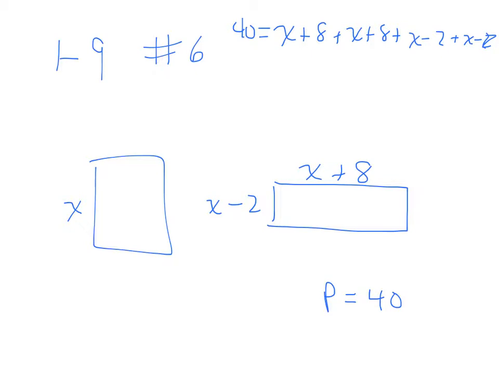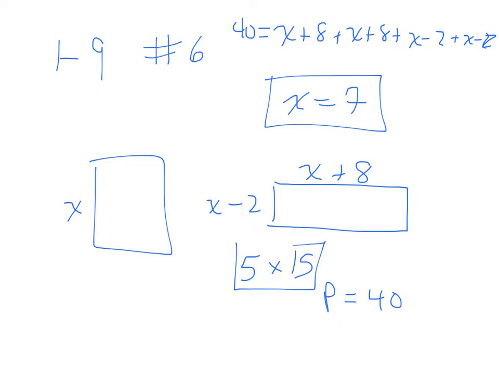But if the problem said find the dimensions of the rectangle, you'd have to then see what the dimensions were. Okay, 40 equals 4x plus 12, subtract 12, gives me 28. So x equals 7 in this problem. If x is 7, that means that the dimension of this rectangle is 5 by what? 7 plus 8, 15. Okay, those are the dimensions of the rectangle, 5 by 15, whereas the square's dimensions are 7 by 7.